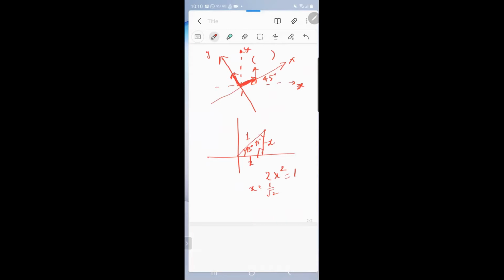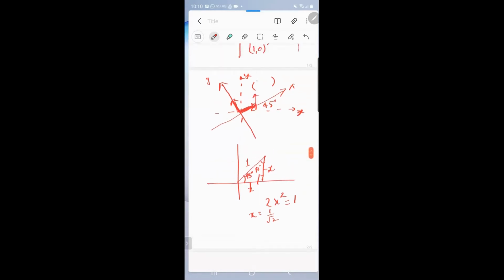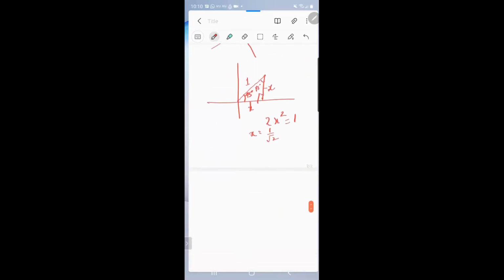I jumped a few steps here. If it's not clear, I'll go over it in more detail. But if this is clear to you guys, we'll just skip these things. So the coordinates of this new point are 1 over square root of 2, comma 1 over square root of 2. But if we had rotated x and y, does it make sense to still say this is 1 over square root of 2? And how did I get square root of 2?